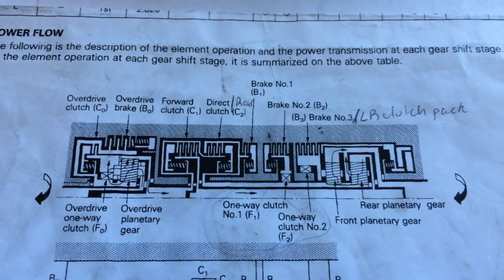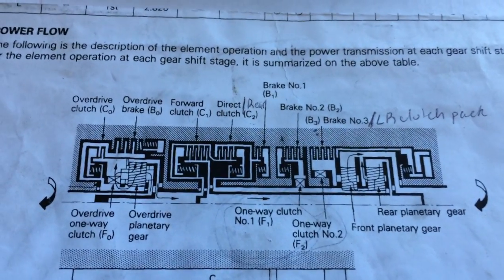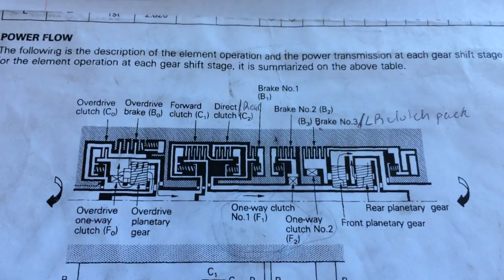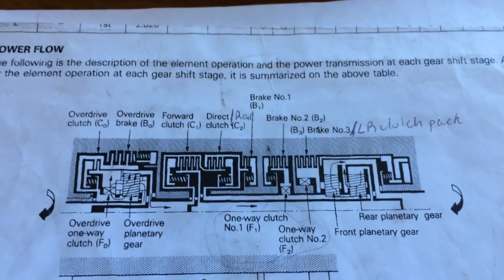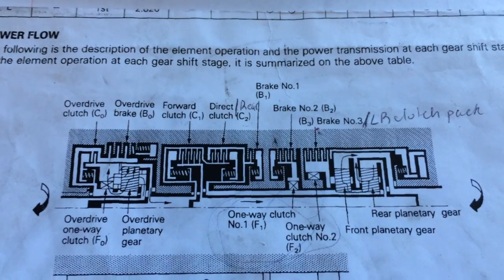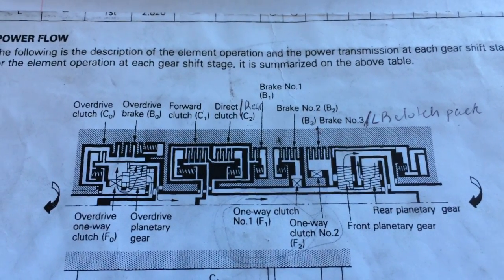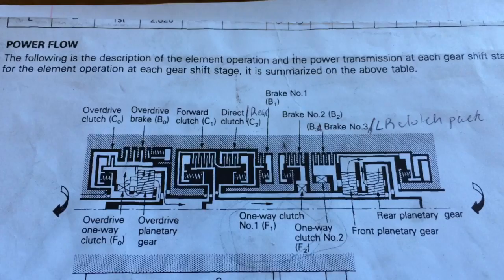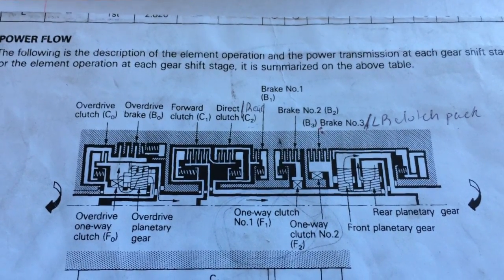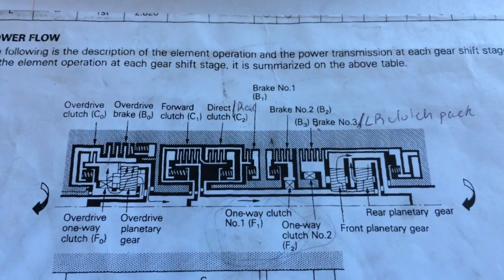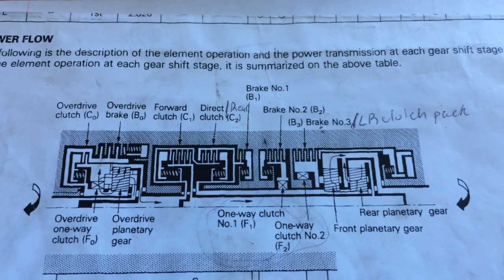Here's a cutaway view of our transmission in black and white. As you can see here, they use letters and numbers to identify clutch packs. For example, the overdrive clutch is known as C0. The forward clutch would be known as C1. The direct clutch or rear clutch would be known as C2, and so on.